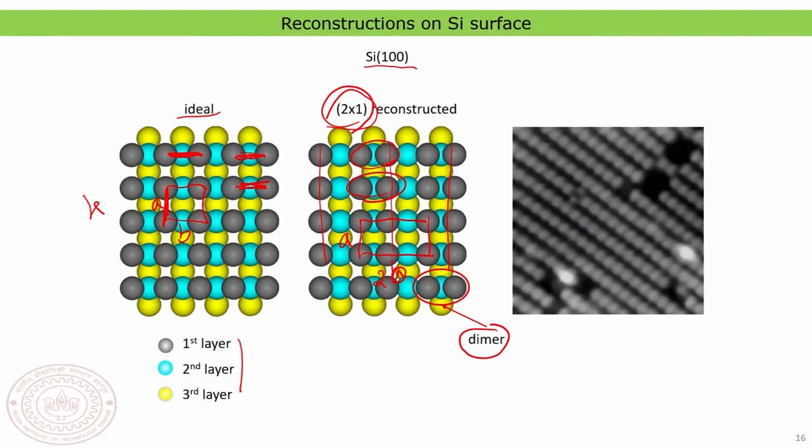Now let me also show you a scanning tunneling microscopy image. Of course, we will see the microscope in detail. With this image you can basically see the atomic arrangement of the surface, and these bright lobes are nothing but the dimers of silicon. You can see that the symmetry of the surface is represented by this rectangle, and that means it is a two-fold symmetric surface.